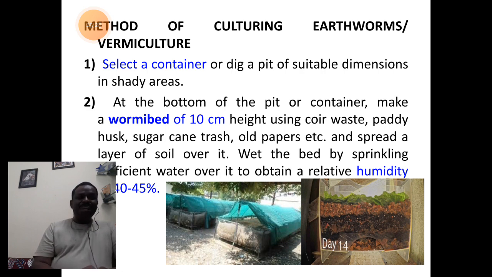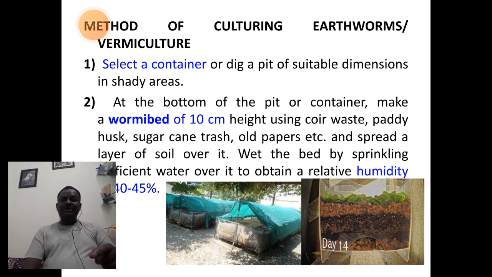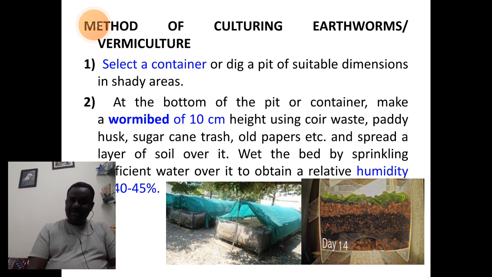Students, this bed is made and sprinkled with water to keep it wet, and a moisture of 40 to 45% is maintained. Down is the picture that shows, towards the left side, under the shaded area, how these wormy culture containers are placed, and towards the right side the different layers of this pit are represented.